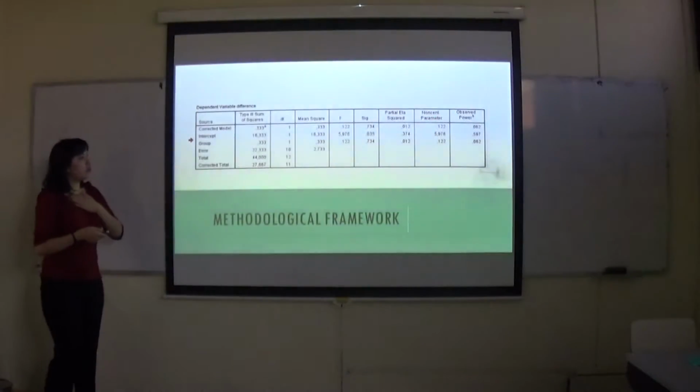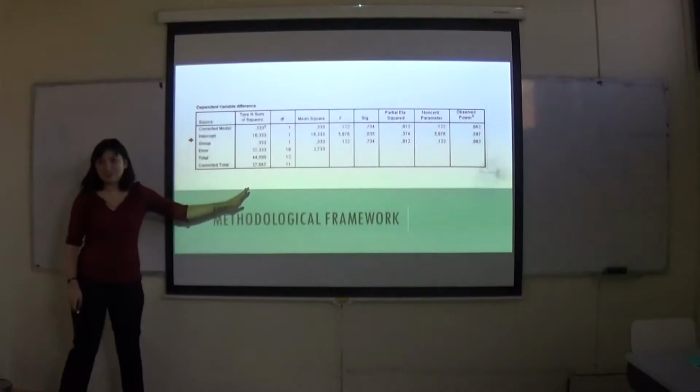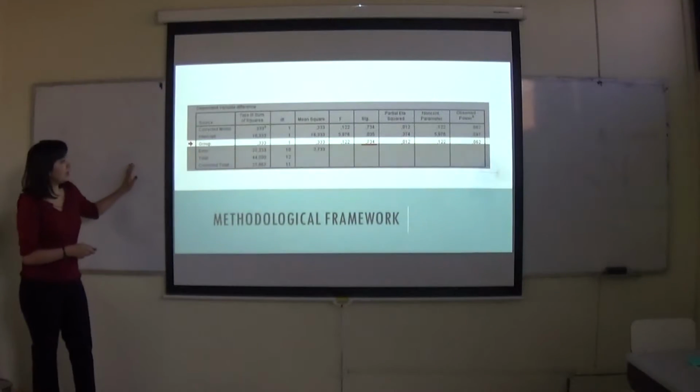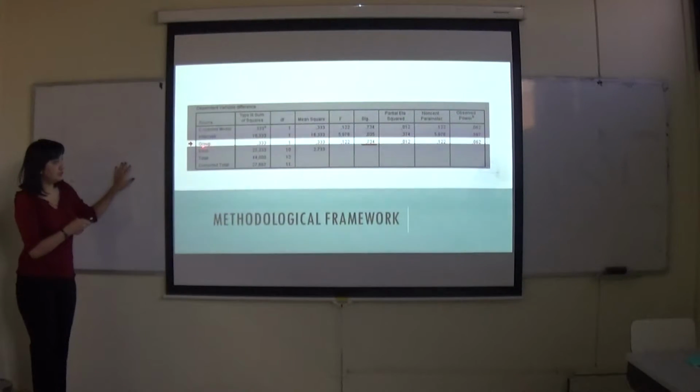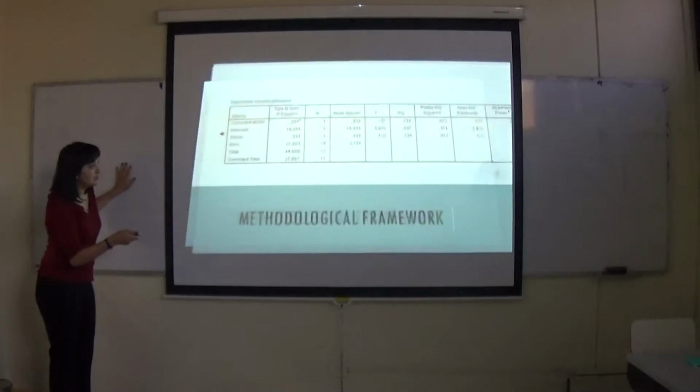Later I used an ANOVA test. There is a lot of information that you can probably see here, lots of numbers. But what we have to pay attention to is the group measure. And as you can probably see here, the significance is exactly the same as the t-test.